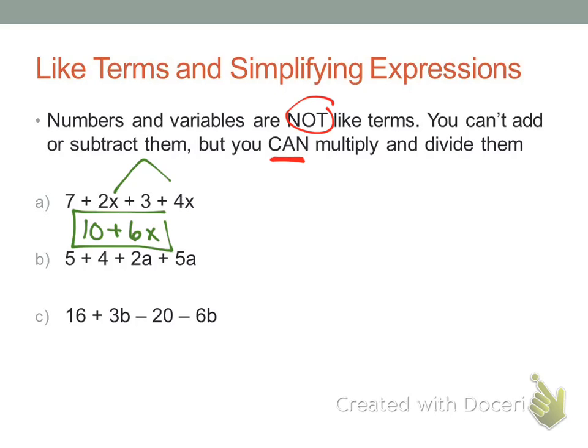All right, Kenneth, what's it going to be? 9 plus 7, 8. Very good. And that's my final answer because I don't know what A equals, and I cannot add a number and a variable together. All right, now let's look at C.